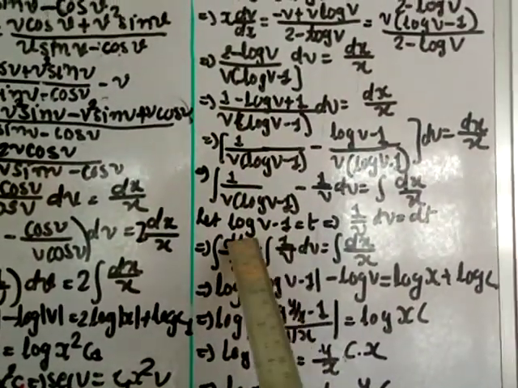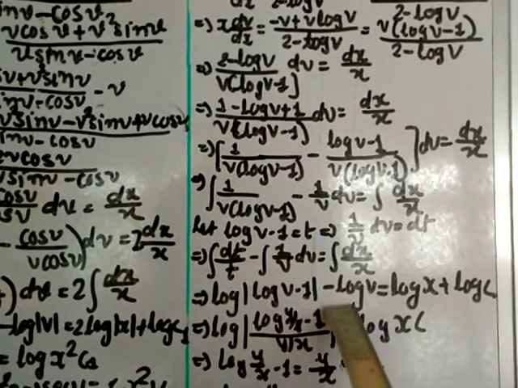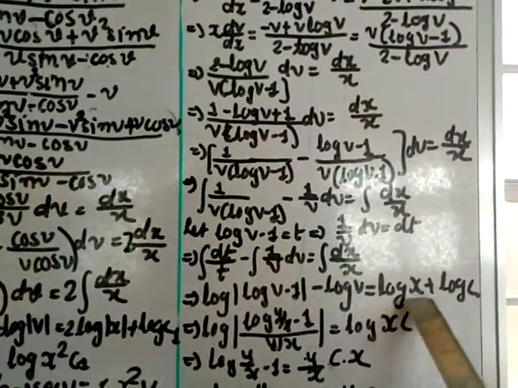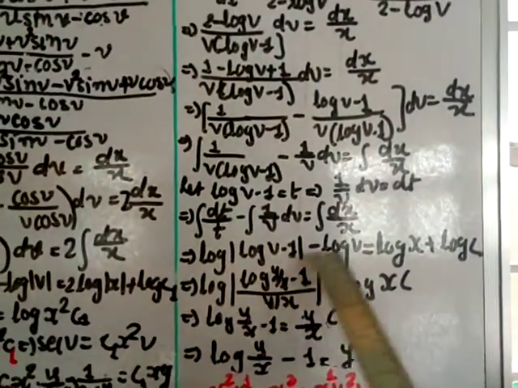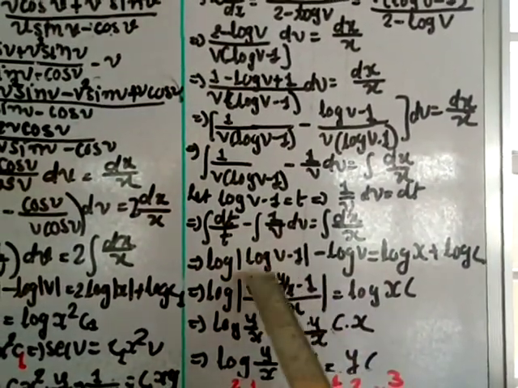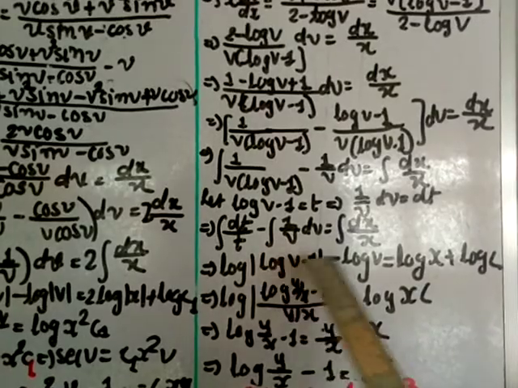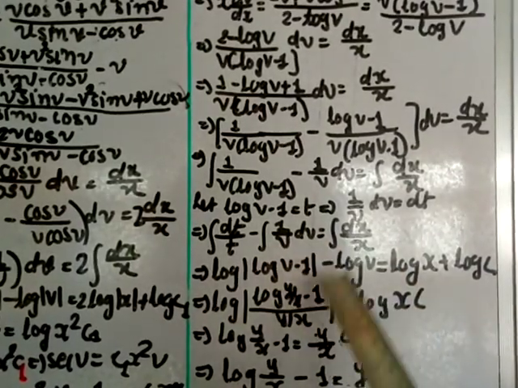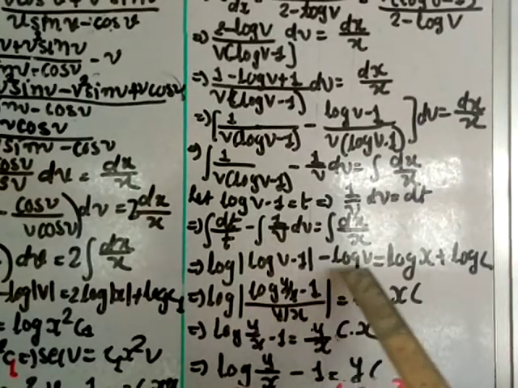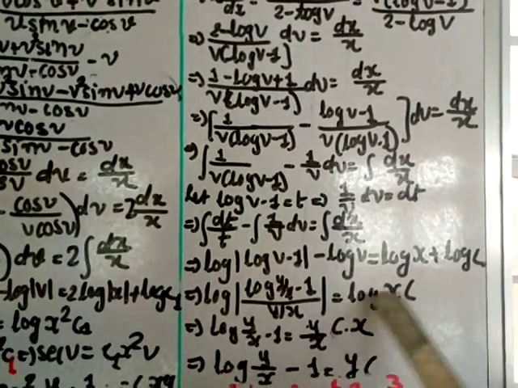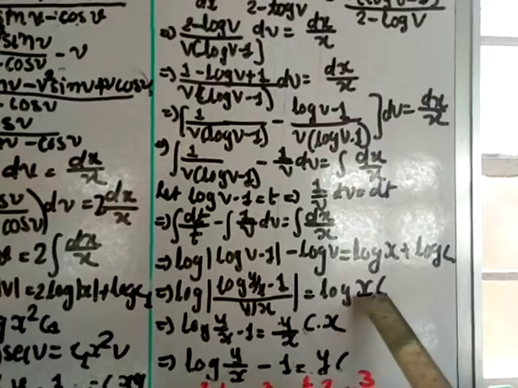Then the t value I have put back as log v minus 1, minus this is log v, equal to here log x plus log c. All are log, so I am putting the constant as log c. Now I am putting the value of v as y by x. So log m minus log n means log m by n. So log of y by x minus 1 divided by v, that is y by x, equal to here log m plus log n, that is log x into c.